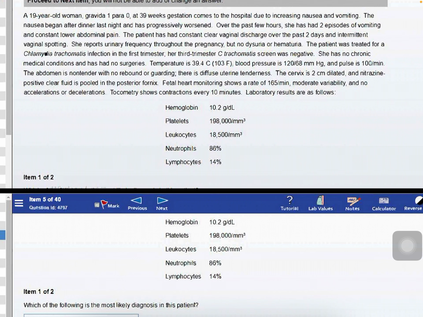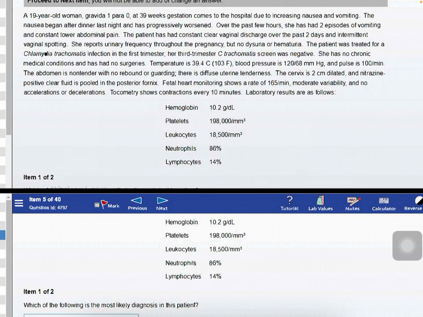Bismillahirrahmanirrahim. A 19-year-old woman, gravida 1 para 0 at 39 weeks of gestation, comes to the hospital due to increasing nausea and vomiting. The nausea began after dinner last night and has progressively worsened. Over the past few hours, she has had 2 episodes of vomiting and constant lower abdominal pain.